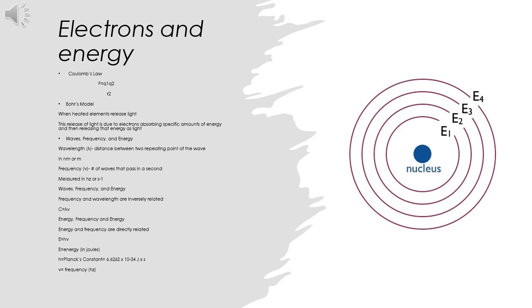Waves, frequency, and energy. Frequency and wavelength are inversely related. So c equals wavelength times frequency. Energy and frequency are directly related. E equals hv, E being energy, h being Planck's constant, and v being frequency, again measured in hertz.